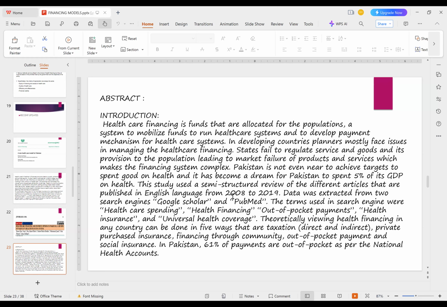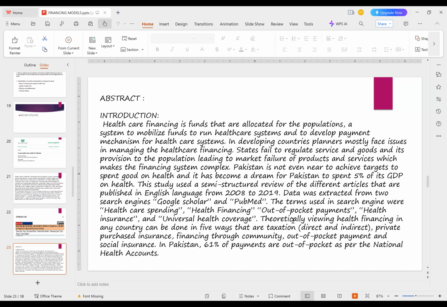This study used a semi-structured review of the different articles that were published in English language from 2008 to 2019. Data was extracted from two search engines, Google Scholar and PubMed. The terms used in search engines were healthcare spending, health financing, out-of-pocket payment, health insurance, and universal healthcare coverage.